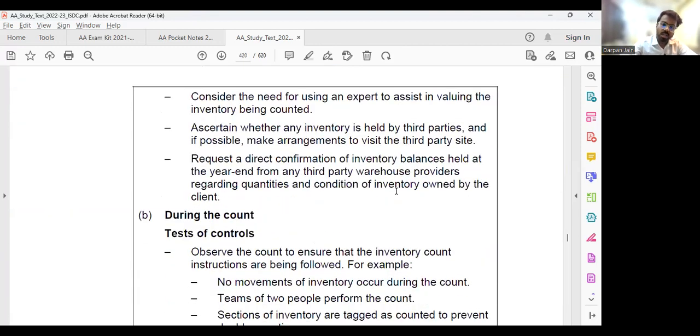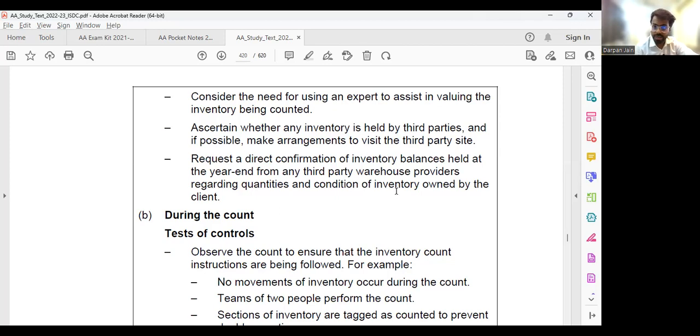Okay. Next, consider, is there any need for an expert? Do you need the help of an expert in valuing the inventory? Next, ascertain whether any inventory is being held by third parties. And lastly, request direct confirmation from the third party if any inventory is being held at third party warehouses.